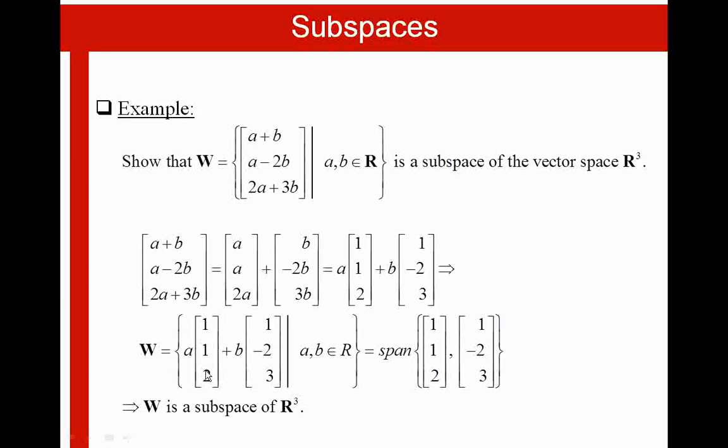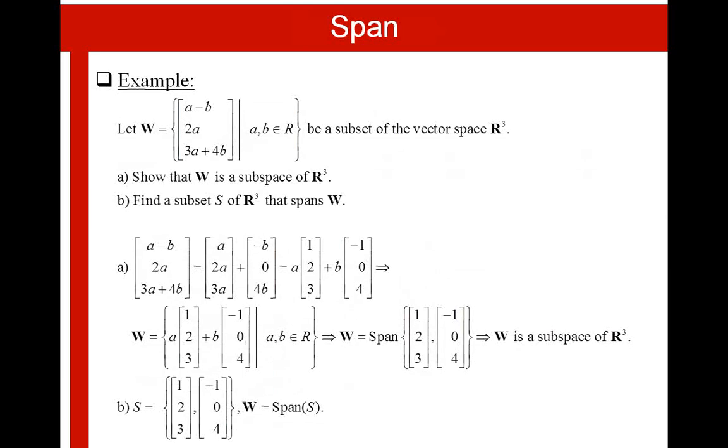A times (1, 1, 2) plus B times (1, minus 2, 3), where A and B are scalars that belong to R. Therefore, W is equal to the span. It means it forms a linear combination of these two vectors, and as a result of this, W is a subspace of R3. Let's look at more examples on this subject.